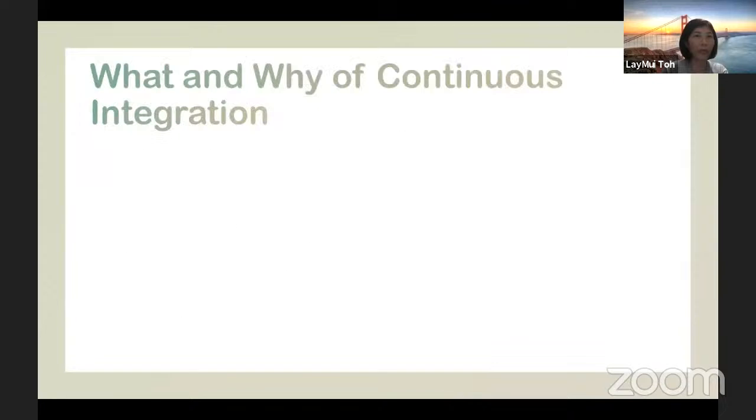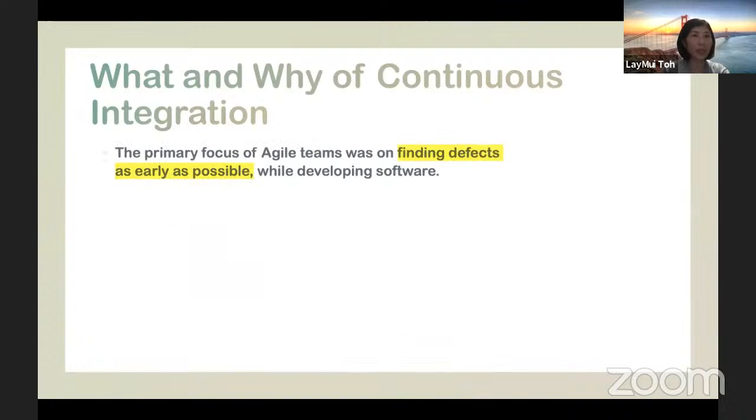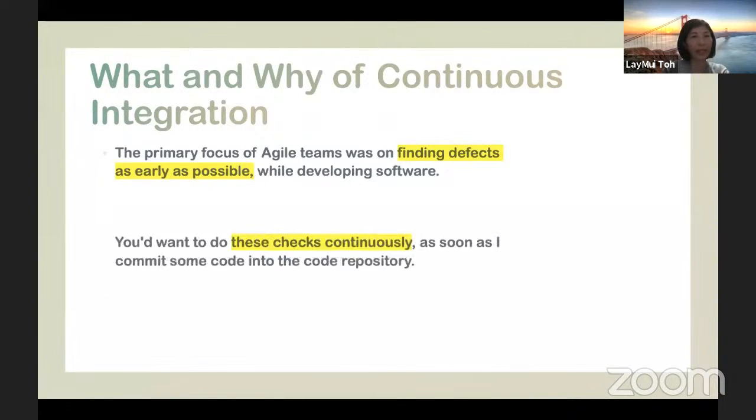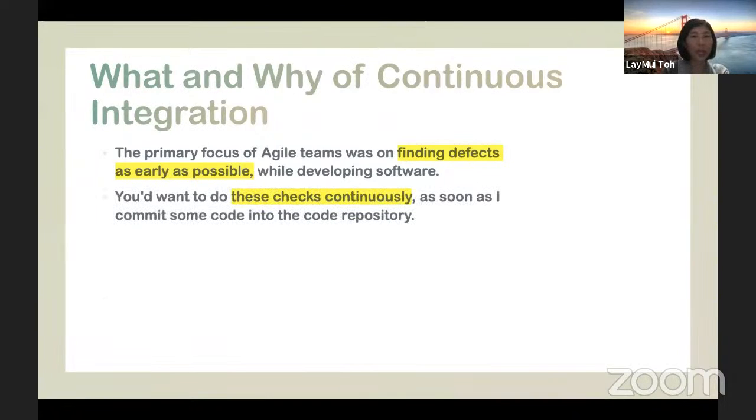Now I move on to the next one, the what and the why of continuous integration. You know the primary focus of an agile team is to find defects as early as possible while you are developing your software. So you want to do your checks continuously. As soon as you commit your code into the code repository, you want to trigger a verification of whether your code change still works.